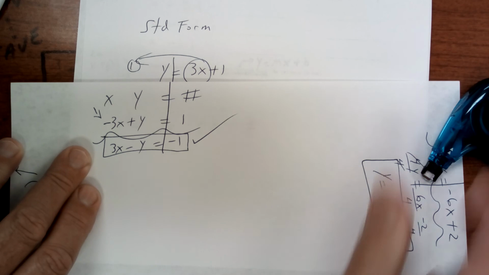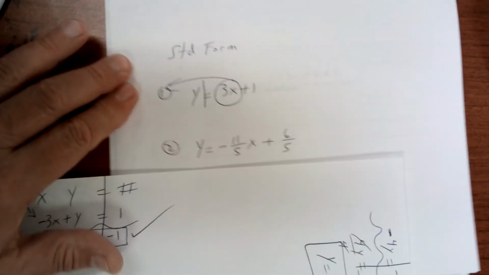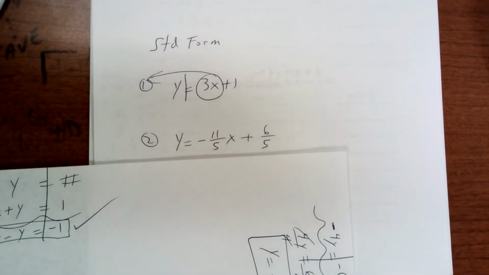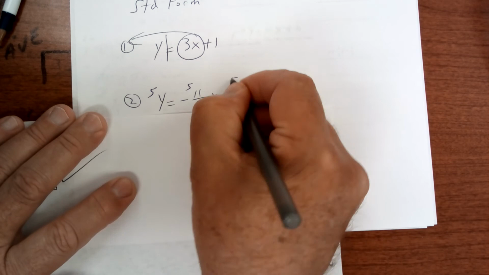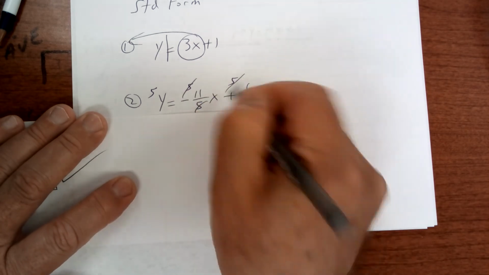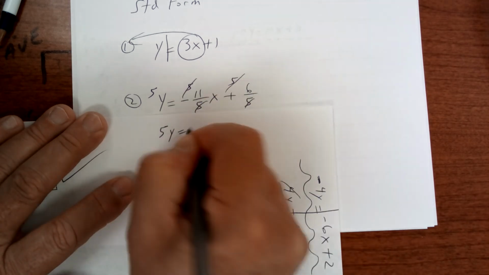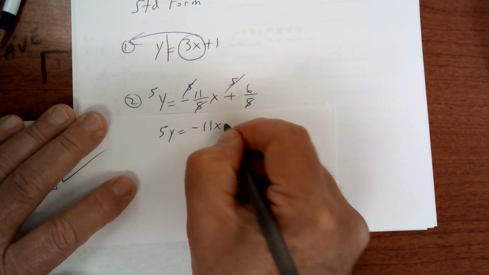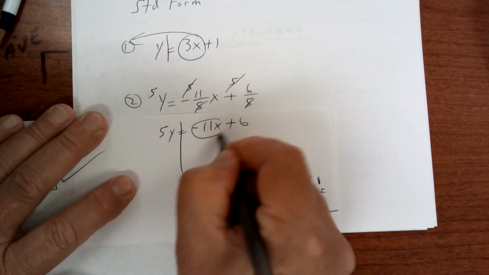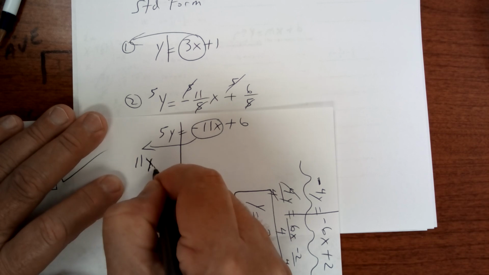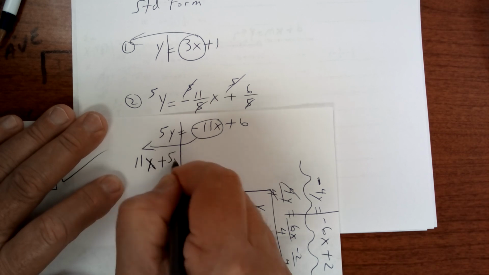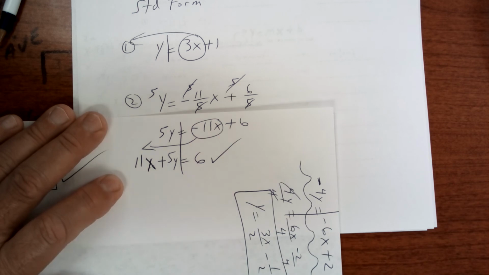We'll do one more. This one right here is all fractions. The easiest way to do that is to multiply everything by 5. And when you do, those cancel. So you get 5y is equal to -11x plus 6. Draw a line. Bring your x's over here. So you get 11x plus 5y is equal to 6, and you're done. Real simple.